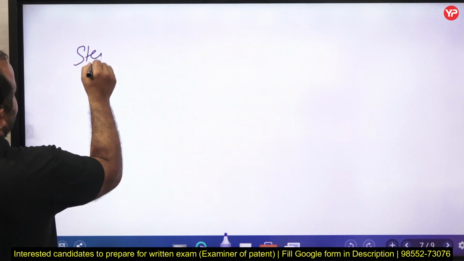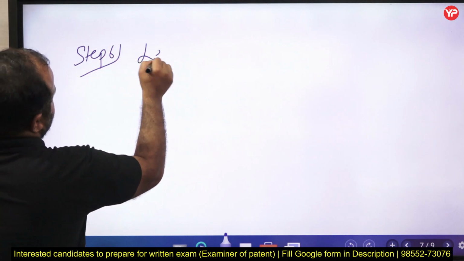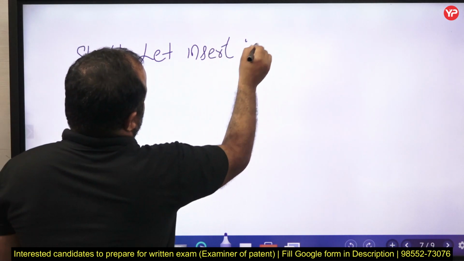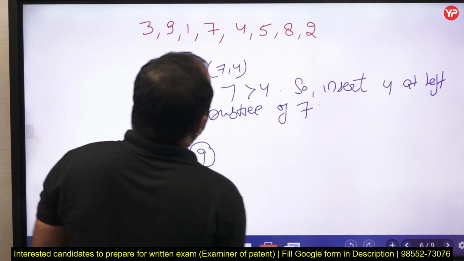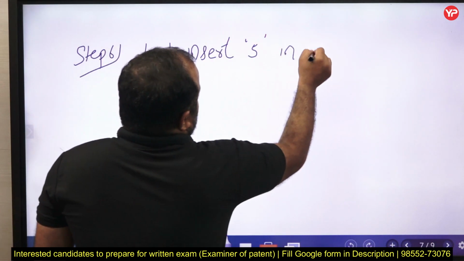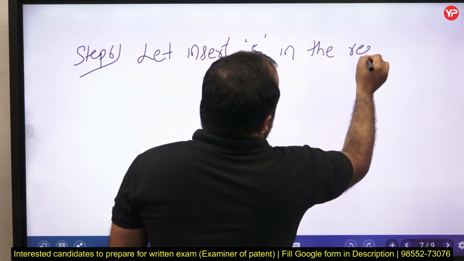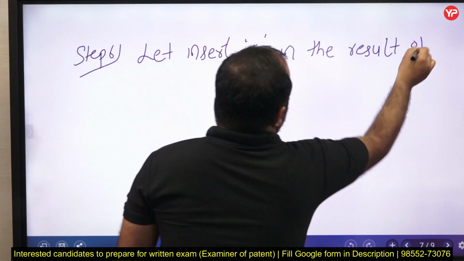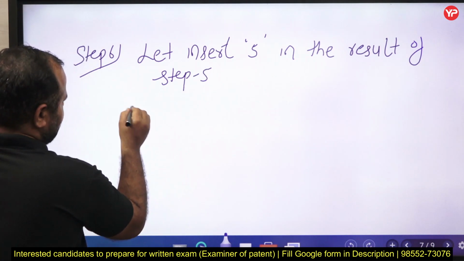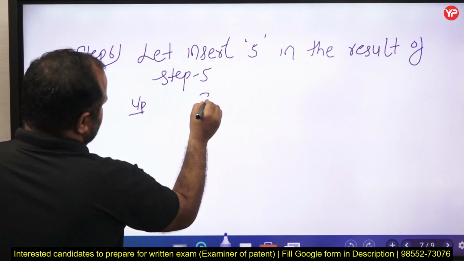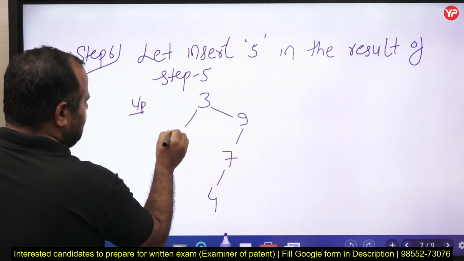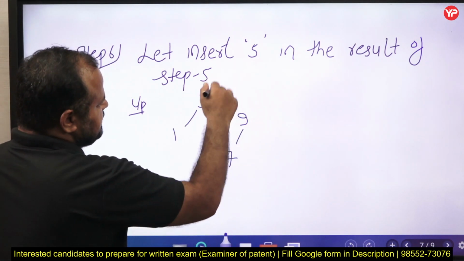I think this is step 6. Let's insert 5. Yes, we have to insert 5 in the result of step 5. So the input for this step is 3, 1, 9, 7 and 4. Now again start from the root.